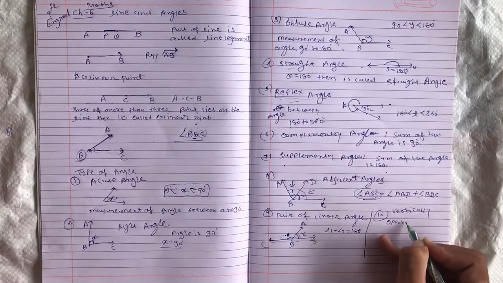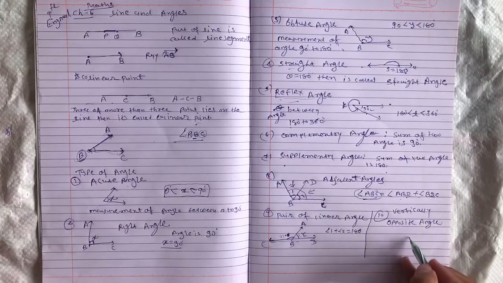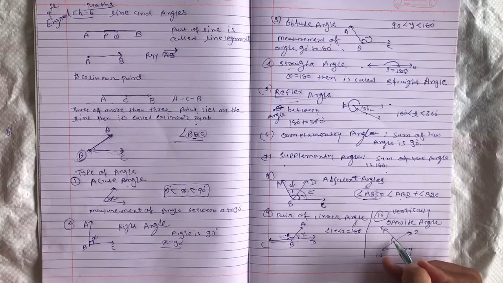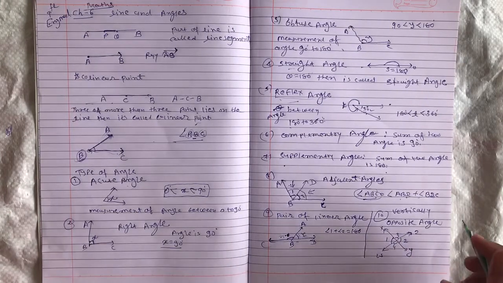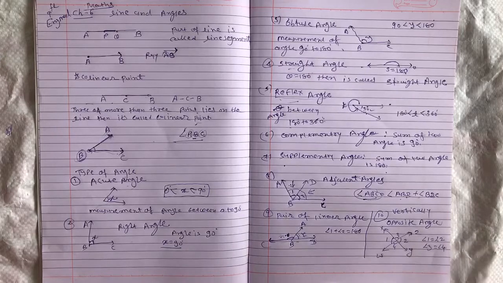And last, vertically opposite angles. What does vertically opposite angle mean? X, Y, Z, W. This angle is named 1, this angle 2, this angle 3, and this 4. So angle 1 is equal to angle 2, and angle 3 is equal to angle 4. In this situation we can say that these are vertically opposite angles.